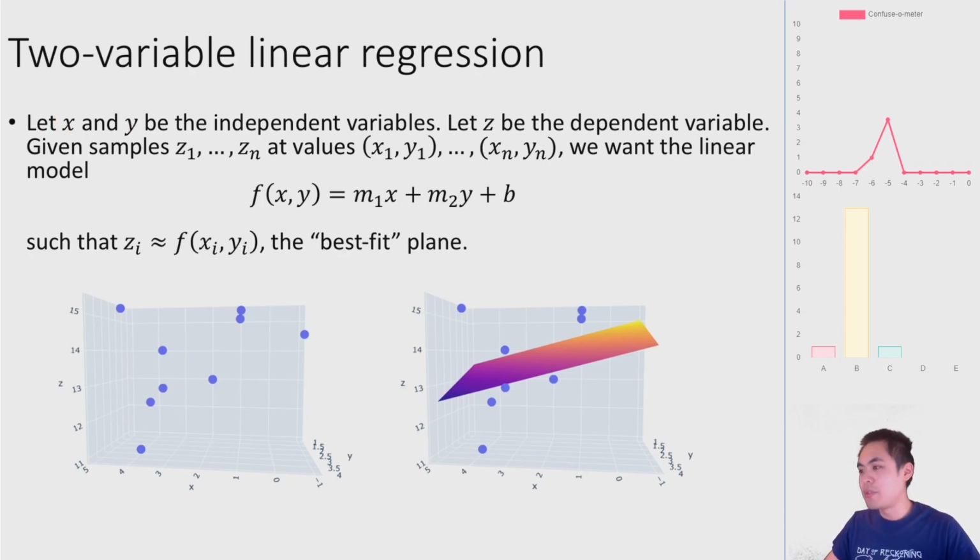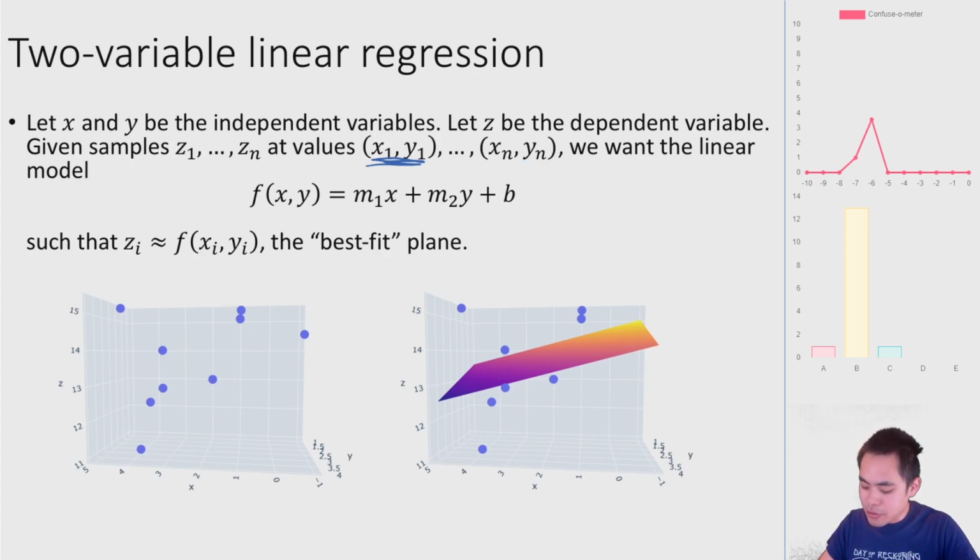Obviously, you can use whatever variable names you want. So x and y are the independent variables, and now we're going to call z the dependent variable. We're going to have some number of samples, z1 through zn, which are our temperatures at different points, at certain values of x1 coordinates. So these are coordinates in the 2D plane that is Lake Ontario.